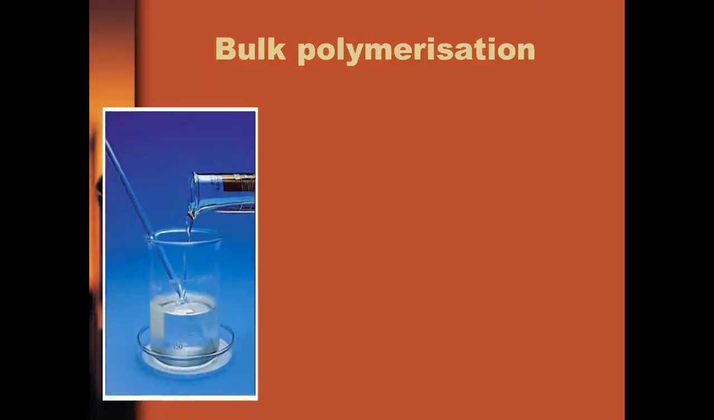Now we are going to study bulk polymerization. In the diagram you see a beaker along with a glass rod and a measuring jar pouring a liquid into the beaker. The measuring jar contains the monomer, which is poured into the beaker, and the glass rod is used to stir the monomer.